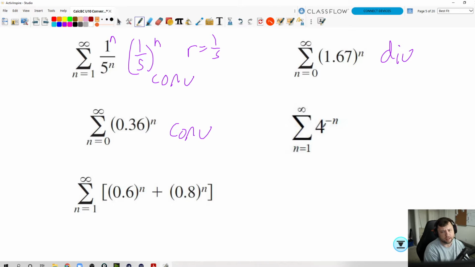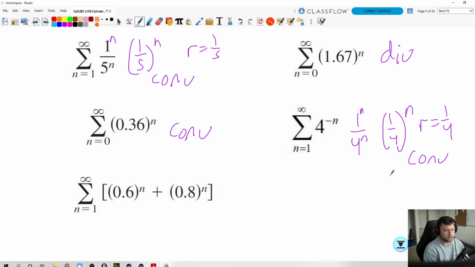Oh, 4, you think that's bigger? That's not. Use your properties of exponents. Treat this as 1 over 4 to the n, and then it's basically 1 over 4 to the n, which is 1/4 to the n power, so our ratio is 1/4. We are going to converge.